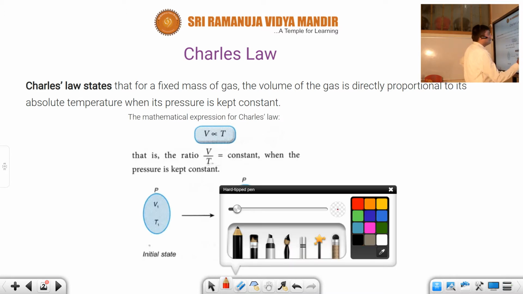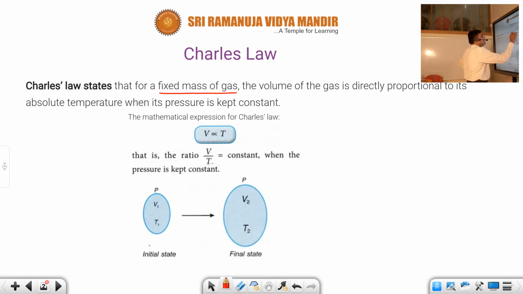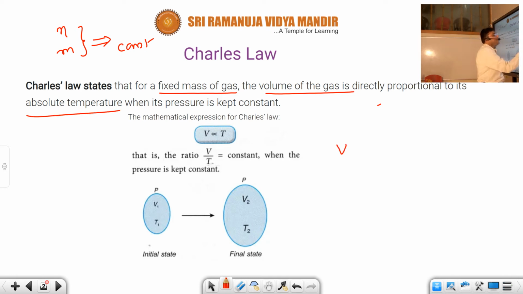It is as follows. Firstly, for a fixed mass of gas, that means the number of moles and mass of the gas is constant. So for a fixed mass of a gas, the volume of the gas is directly proportional to its absolute temperature. That means temperature should be in Kelvin. So volume is directly proportional to temperature. This is the basic preliminary understanding about Charles' law.